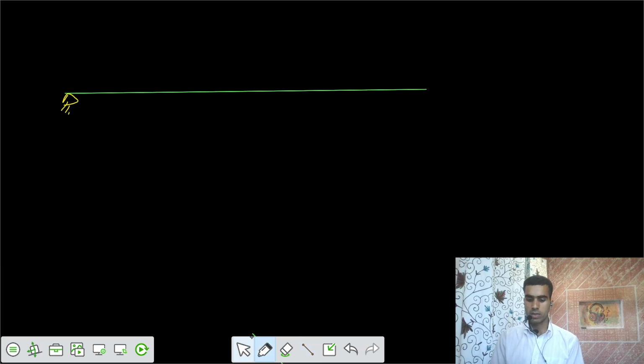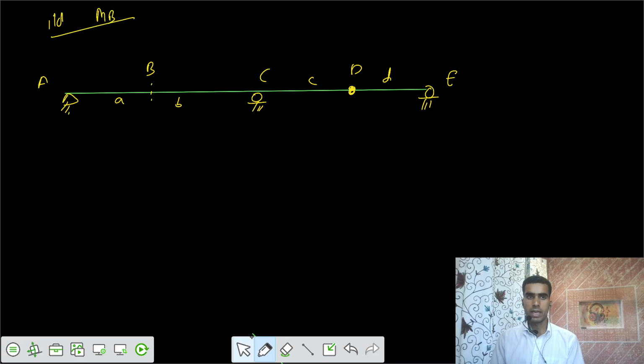So we have this one. A, there is some section B, then there is some support C. After that we have a hinge at D. After that we have support E. Let's say this is CD. So we need to get the ILD for moment at B.